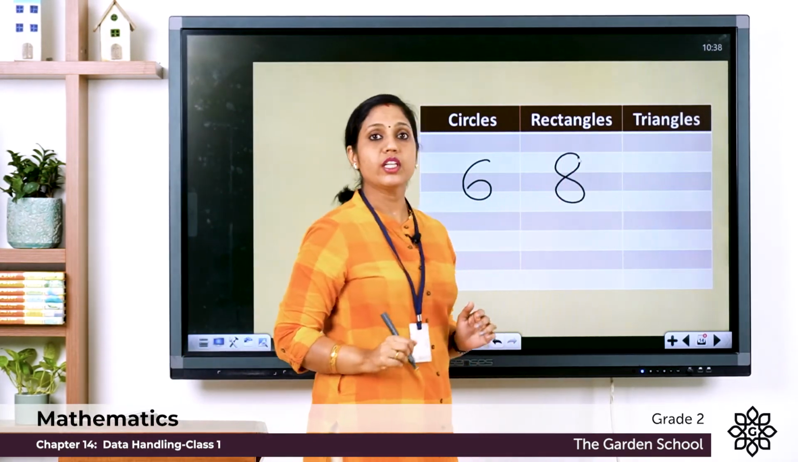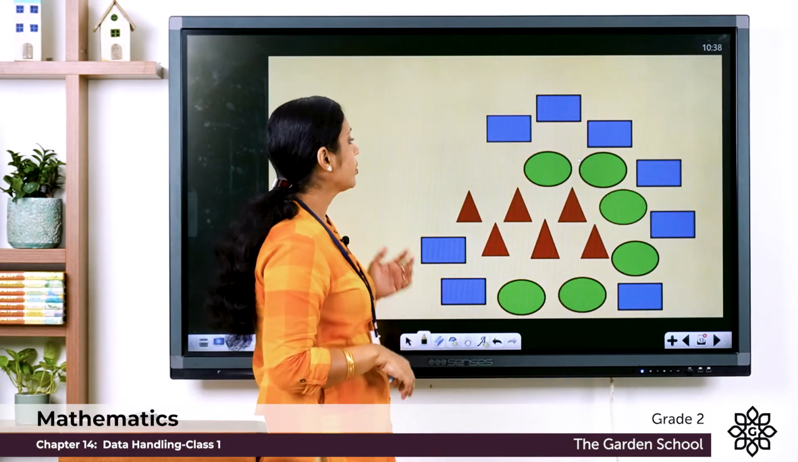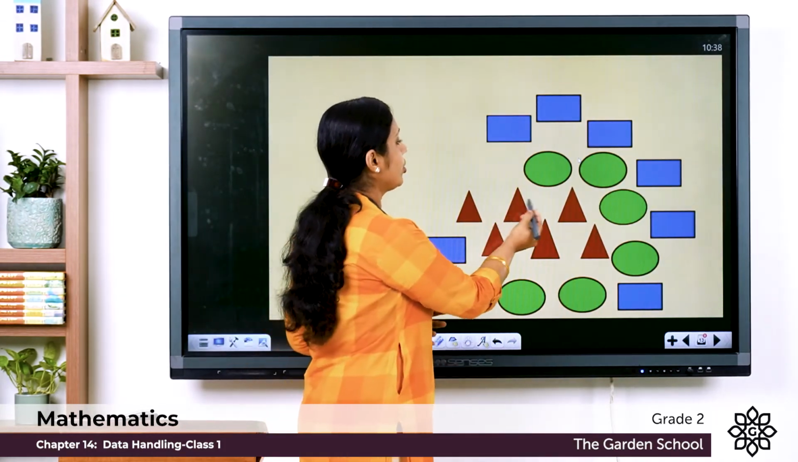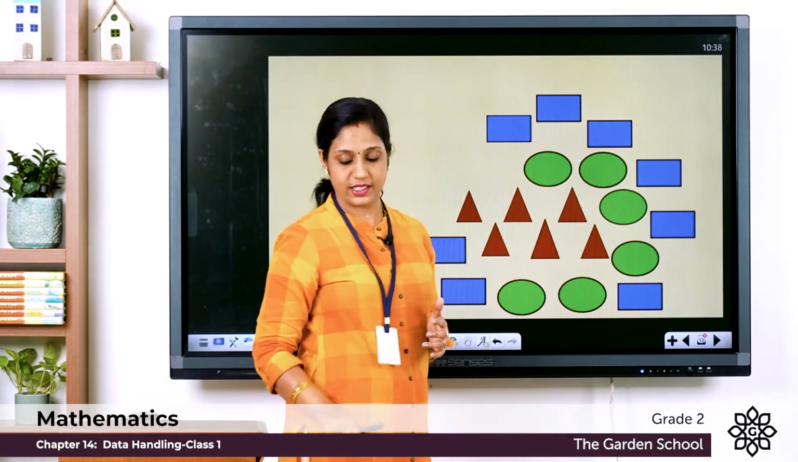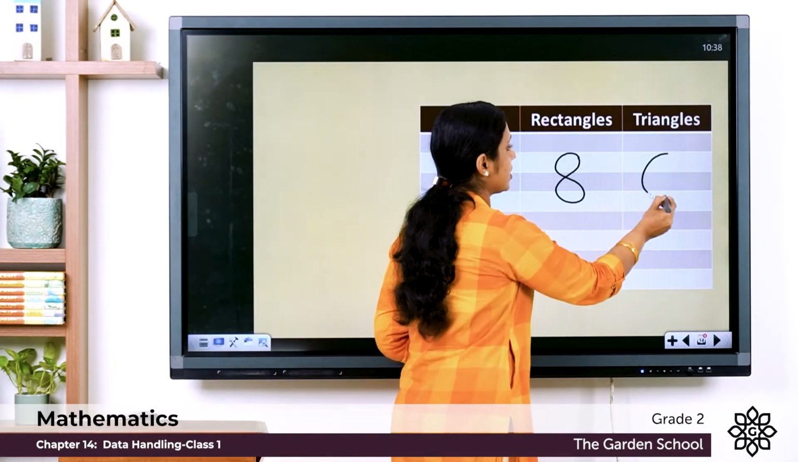The next, we'll count the number of triangles. So how many triangles are there? 1, 2, 3, 4, 5, 6. So let's write here 6.